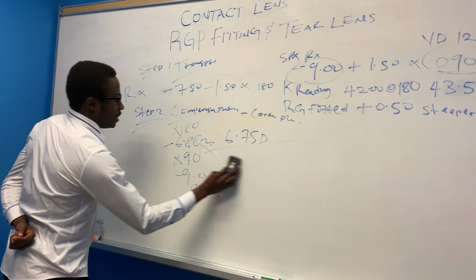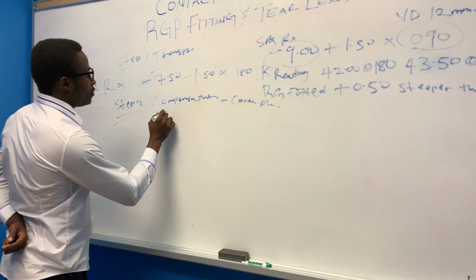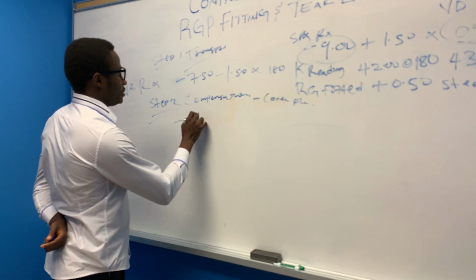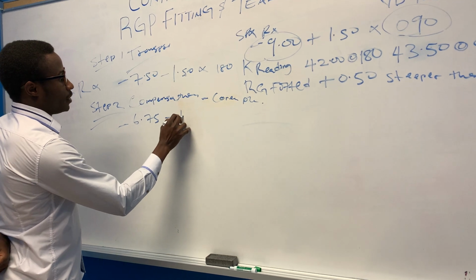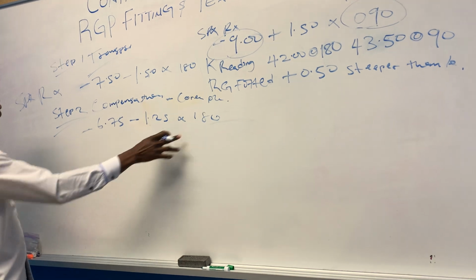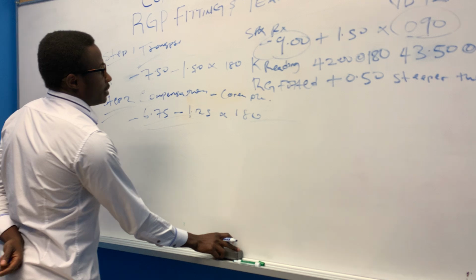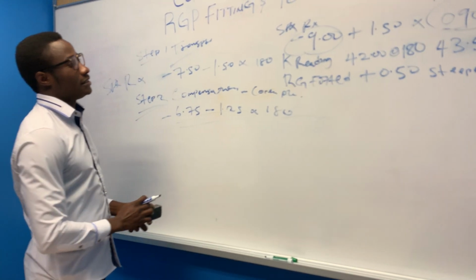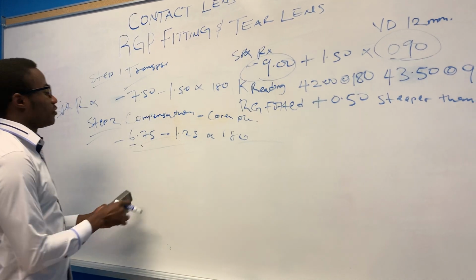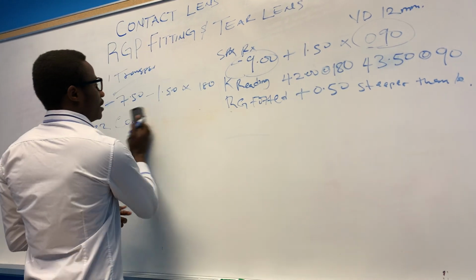So we now have a new Rx at the corneal plane, which is minus 6.75 minus 1.25 at 180. Because remember, we transposed, so we now have our Rx at the cornea, which is this. And we need to fit this patient with an RGP lens of this. So this is the expected RGP Rx. Now we have an RGP Rx.